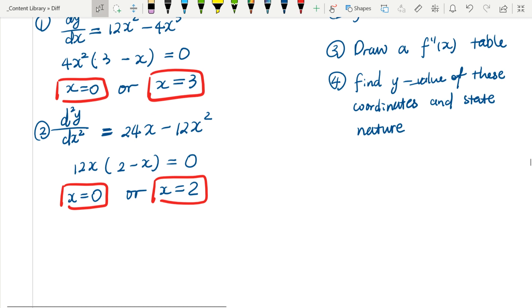Up to here, can I conclude that x equals 0 is a stationary point? Yes or no? No, I need to test the sign. I need to test the sign on both sides of 0. So that's why I will draw a second derivative table. Do you remember how you drew a first derivative table last year?